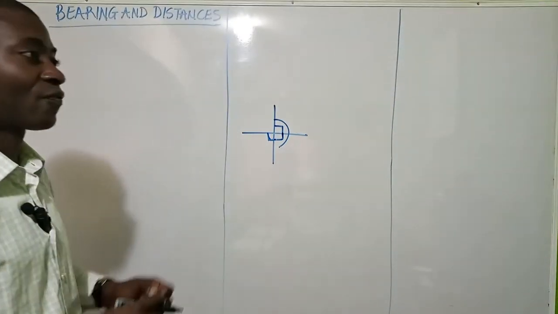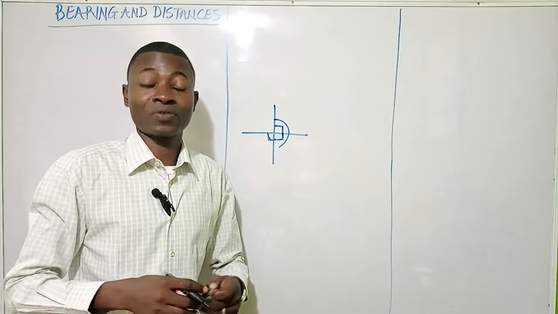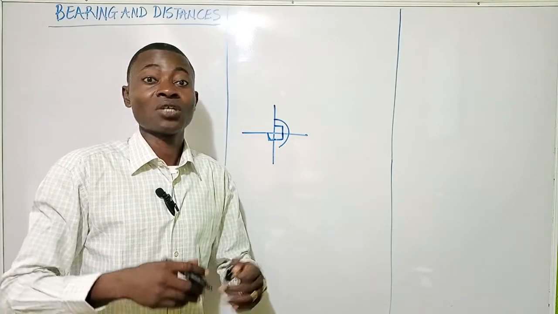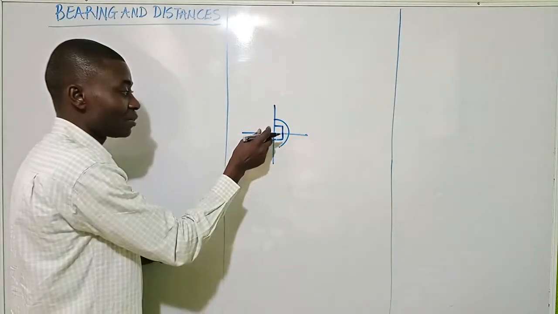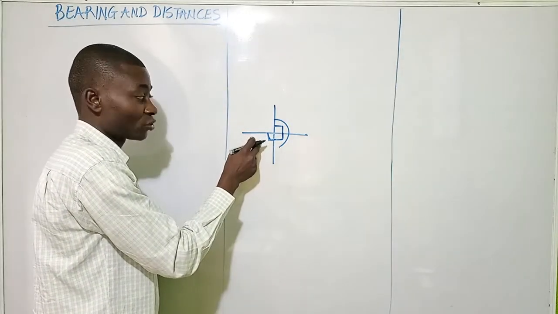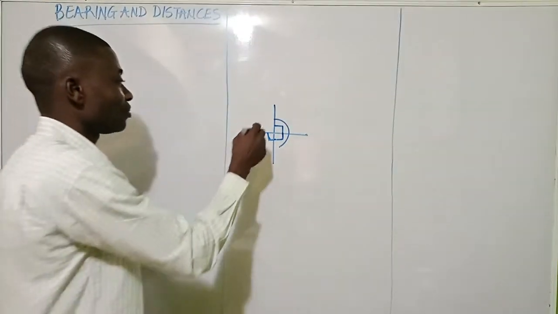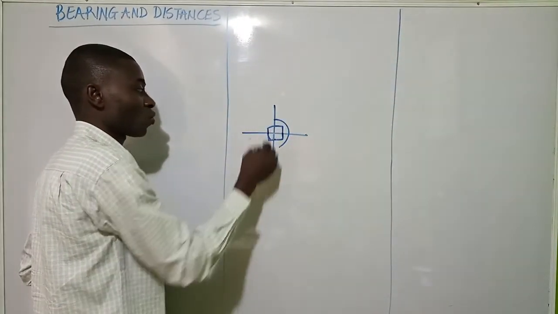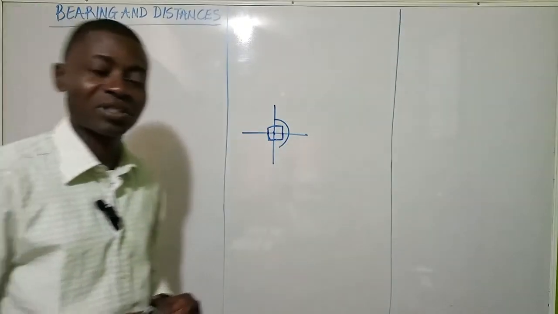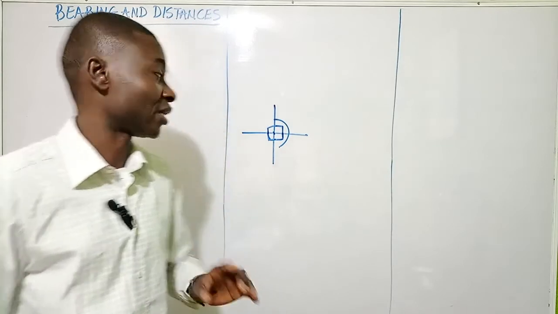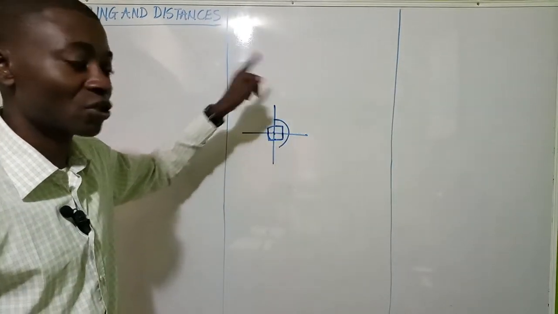270. So if for instance the bearing of a distance is 205 degrees, that means the bearing is going to fall on this quadrant. And if it's maybe 310, then it's going to fall on this quadrant. And that's why we say that the angle at a point is equal to 360 degrees.